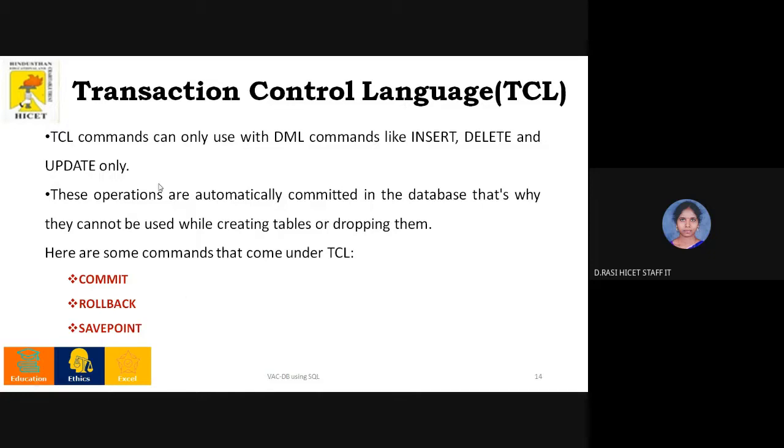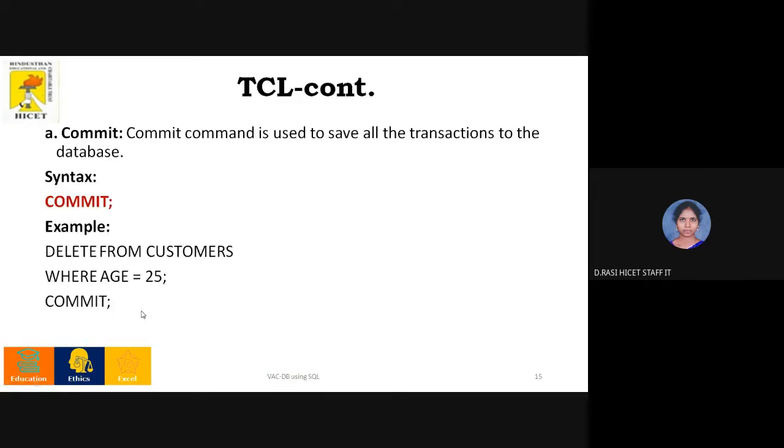Okay, so the transaction control commands we have here are commit, rollback, and savepoint. As I had said, DDL can be auto saved, whereas DML commands cannot be auto saved. They have to be given specific commands for saving and rolling back, like getting back. In order to save that, we will go for commit, rollback, and savepoint. We'll see an example.